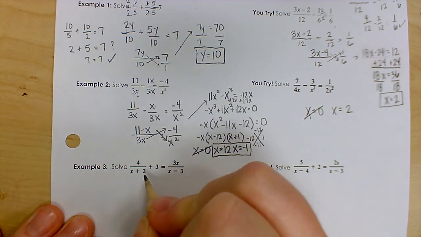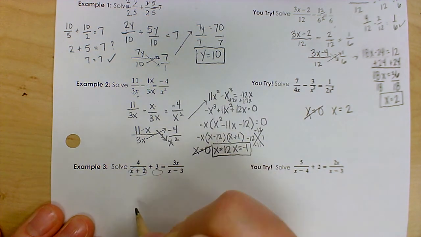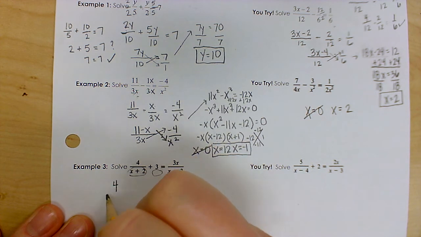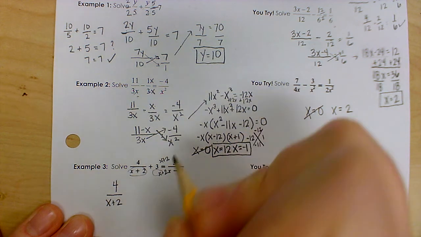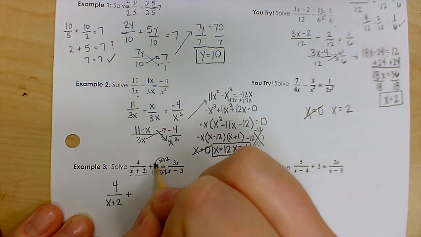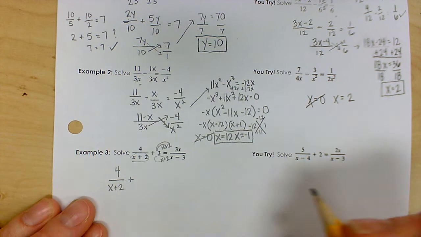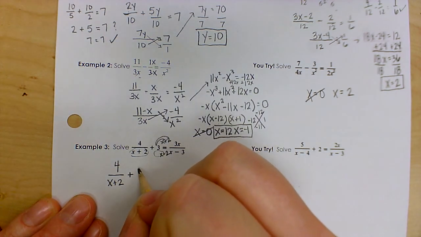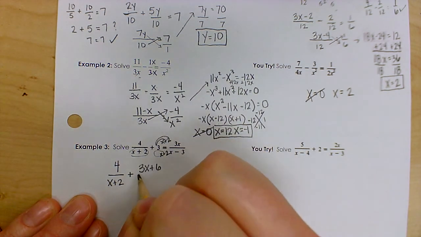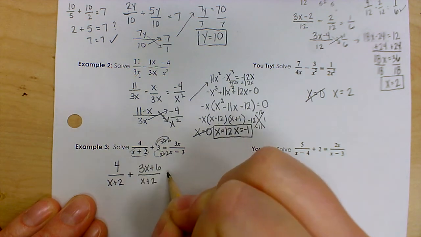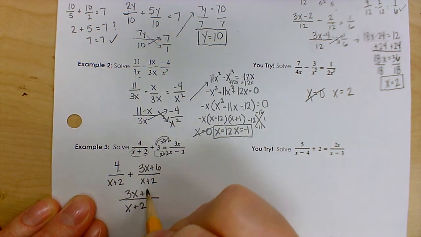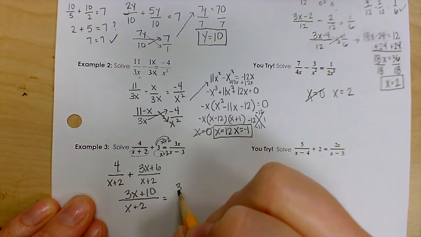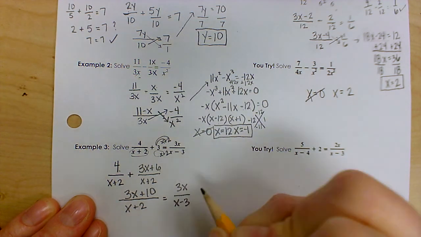The next example, you have an x plus 2 in this denominator and nothing in this denominator. So we need to get an x plus 2 there. So we'll have 4 over x plus 2 here, and we're going to multiply this by x plus 2 over x plus 2. And so we're going to say plus 3x plus 6. We got to multiply it out there. So plus 3x plus 6 over x plus 2. And now that they're both the same, we can put them both over x plus 2. And we can say 3x plus 10 equals 3x over x minus 3.